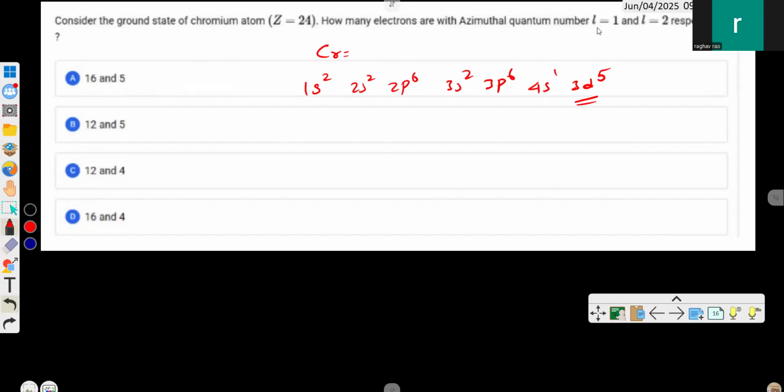So now, how many electrons with azimuthal quantum number L equals 1 and L equals 2 are present? L equals 1 are p subshells. Here 6 electrons, here 6 electrons, and here we have got 5 electrons. 6 plus 6 is 12. L equals 1, we have 12, and L equals 2, we have 5. The option is B.